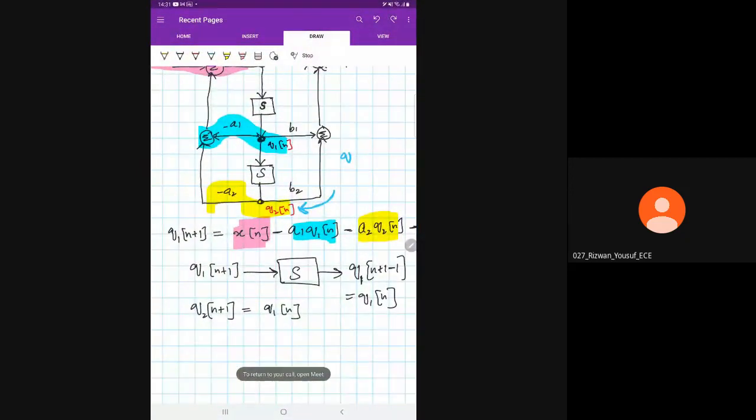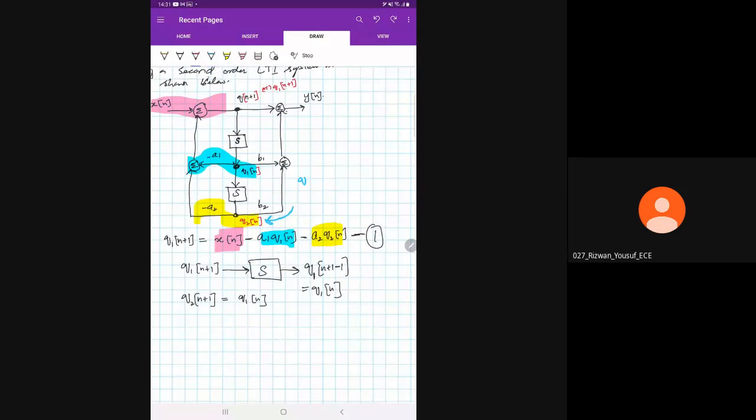So I'll write simply this equation now. Okay, this is a very important equation: Q2 of n+1 is equal to Q1 of n.